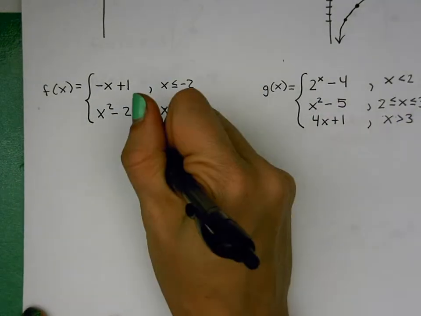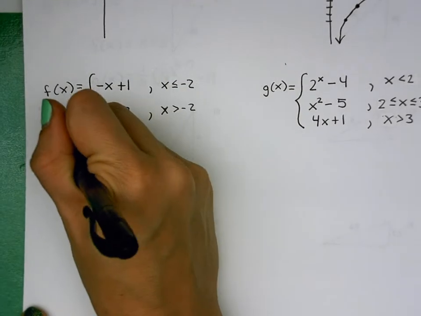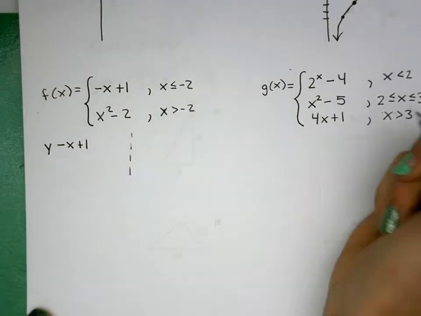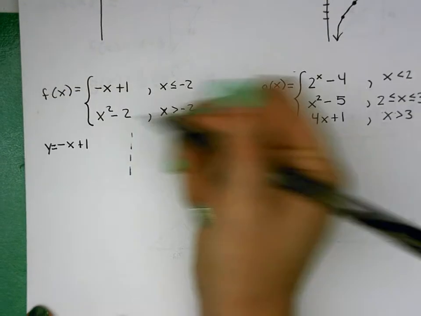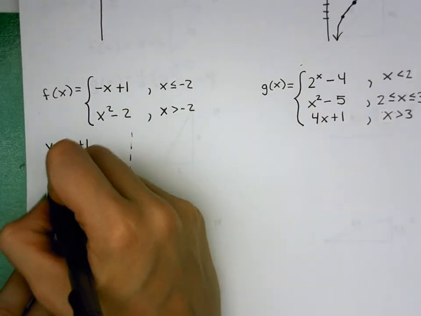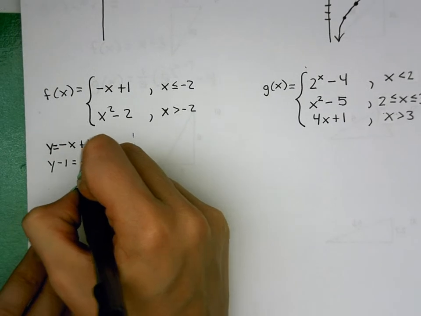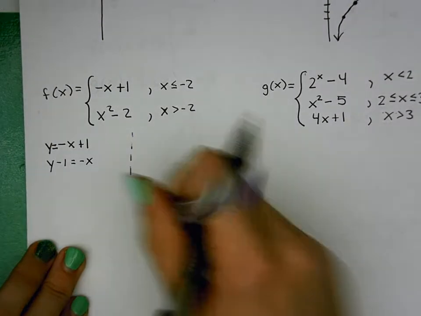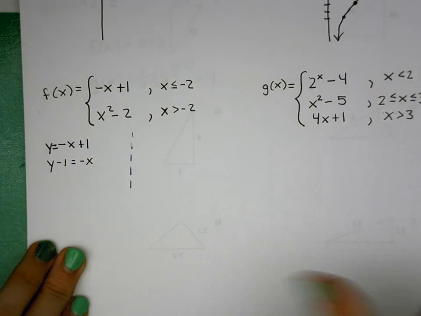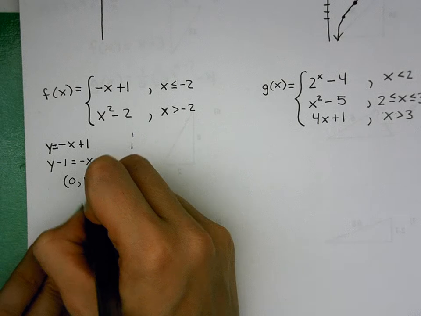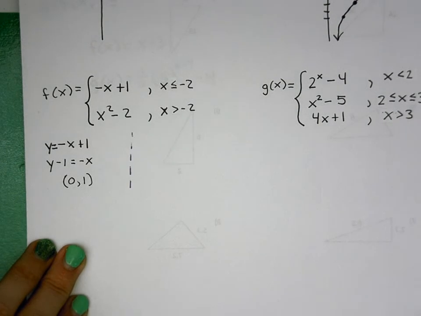Okay, first one, we have negative x plus 1. y equals negative x plus 1. Turning it into my descriptive form, we have y minus 1 equals negative x. And so my coordinate point, pulling that out, my x will be 0, my y will be positive 1, and my slope is negative 1.